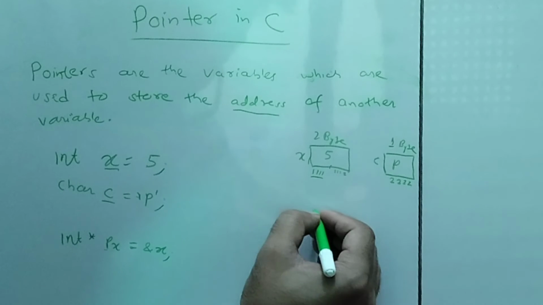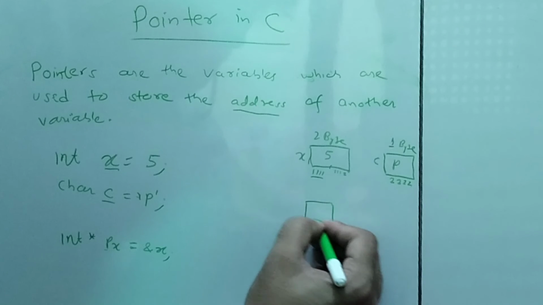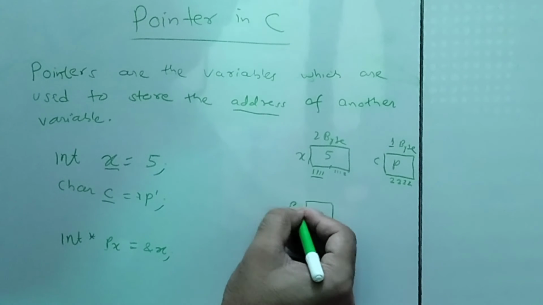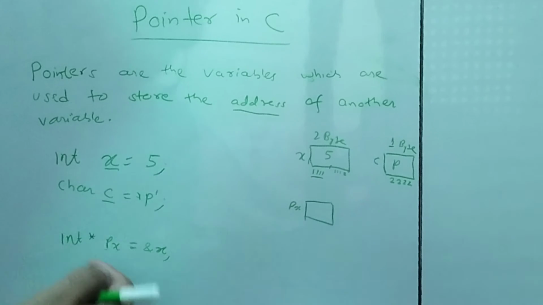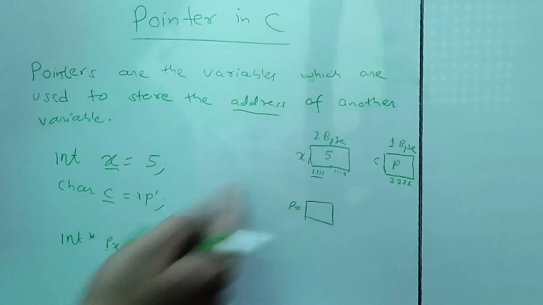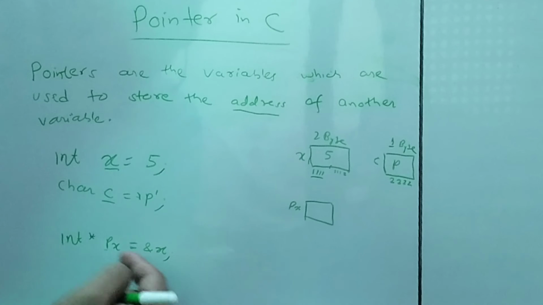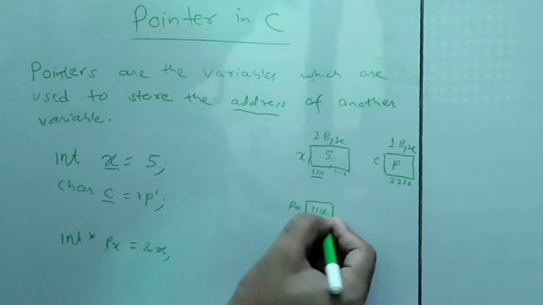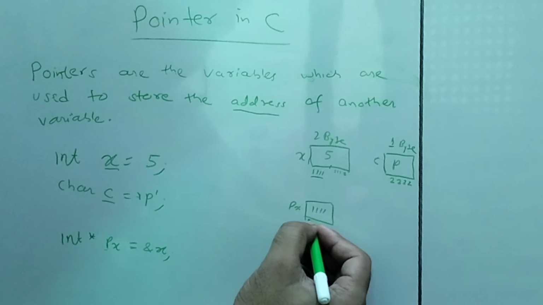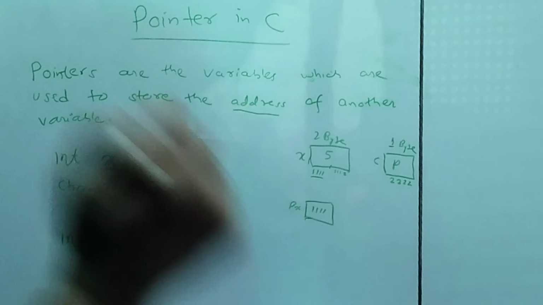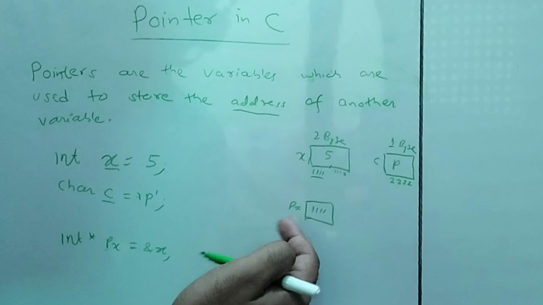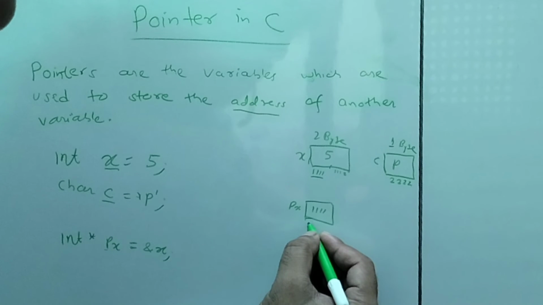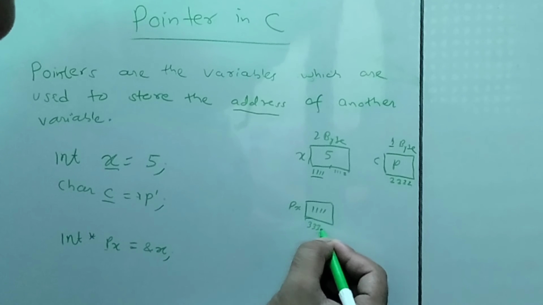So in the memory, some memory will be assigned for this also. For example, let's say px is the name of the variable which stores the address of x, and what will be stored here? The address of x. What is the address of x? 1111. Now here also there will be an address for this px, because it also occupies some memory. So let's say the address of this memory location is 3333.